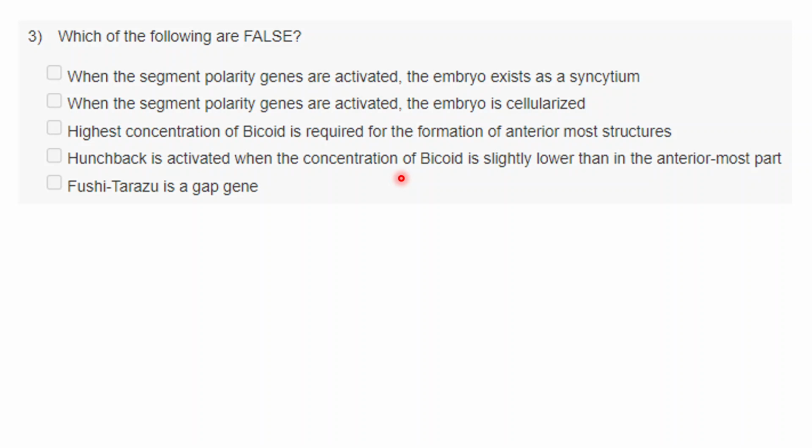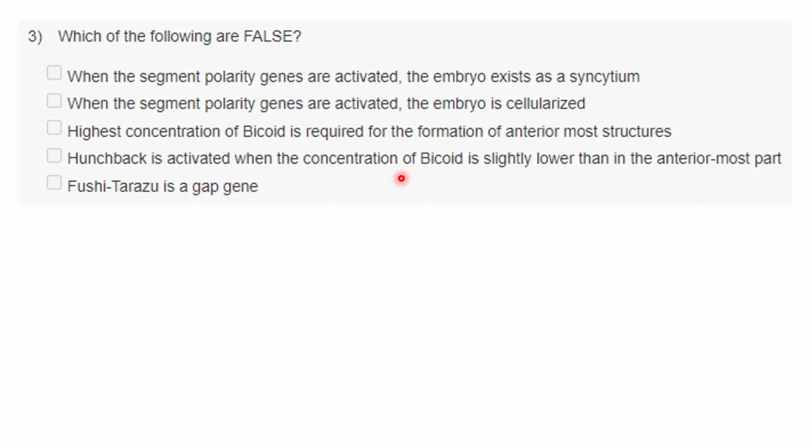Statement 1. When the segment polarity genes are activated, the embryo exists as a syncytium. Statement 2. When the segment polarity genes are activated, the embryo is cellularized. Statement 3. Highest concentration of bicoid is required for the formation of anterior most structures. And statement 4. Hunchback is activated when the concentration of bicoid is slightly lower than in the anterior most part. And statement 5, Fushitarazu is a gap gene. Now out of these 5 statements, which of the following are false statements?